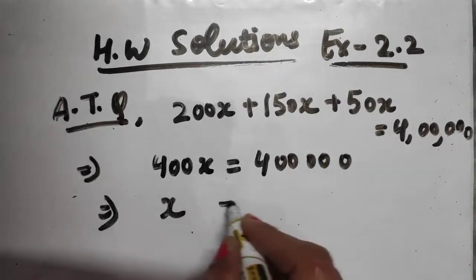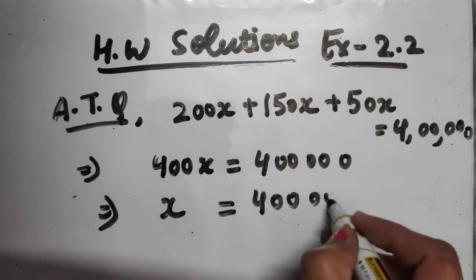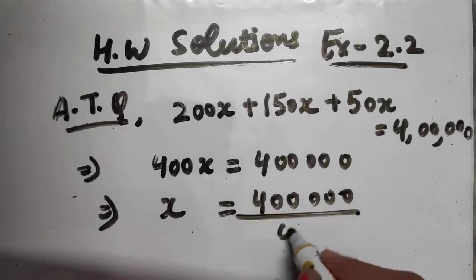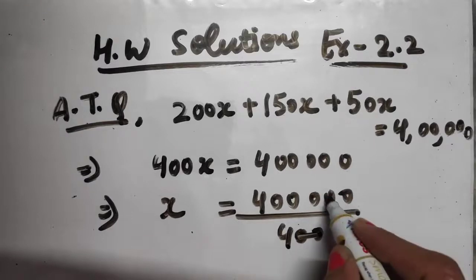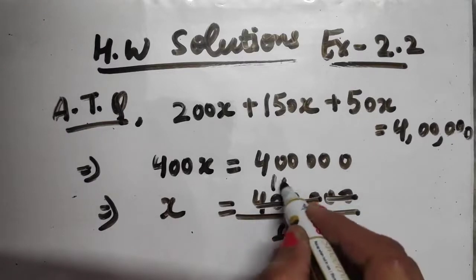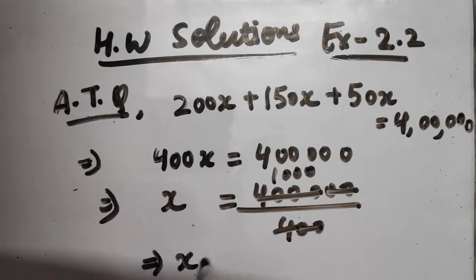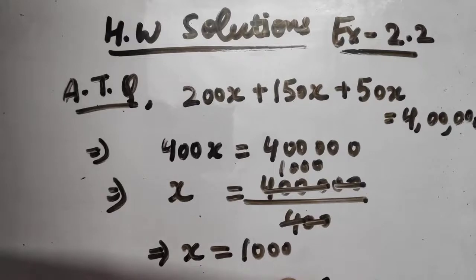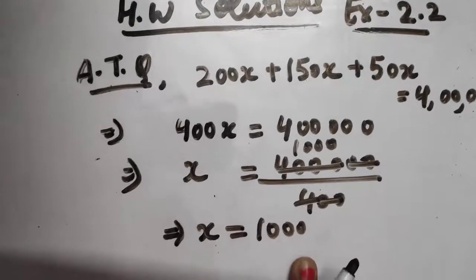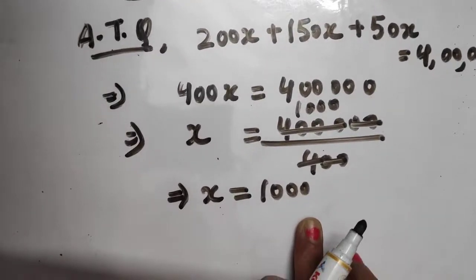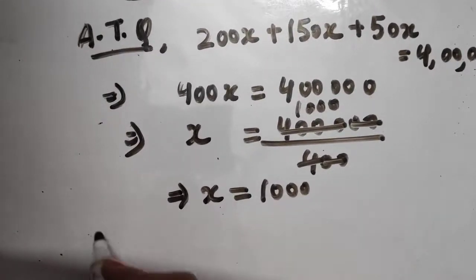Now what will be the value of x? It will be 4 lakhs divided by 400. These two zeros get cancelled out. So you will be getting the value of x as 1000 rupees. So this is equal to x as 1000. Now we need to find out how many notes of each denomination she has, because their ratios were with us. So finding the number of notes.